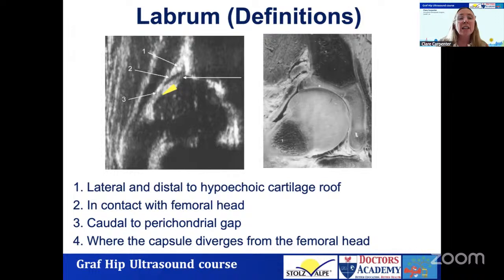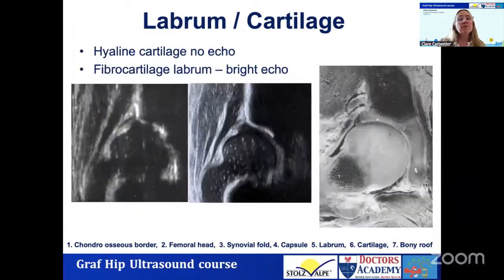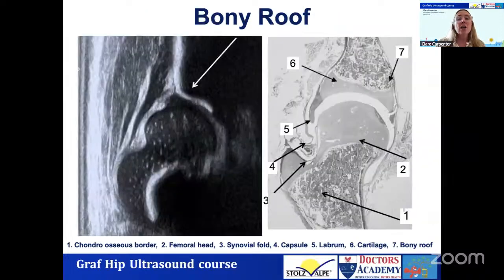And that becomes relevant when you're looking at decentered or dislocated hips, because these labra can be distorted and out of their normal position. The hyaline cartilage roof is black, as we see here. And the hyaline cartilage roof, as we said, has no echoes, and the fibrocartilaginous labrum is highly echoic. Finally, we come on to our bony roof, which is black.